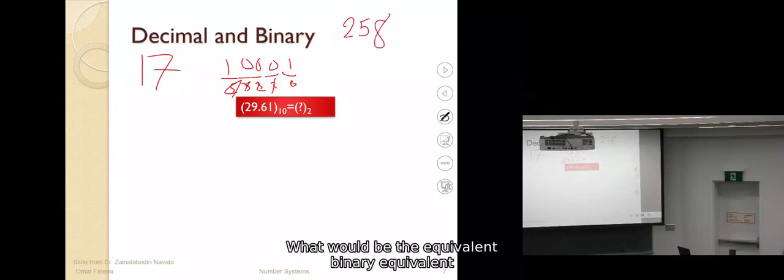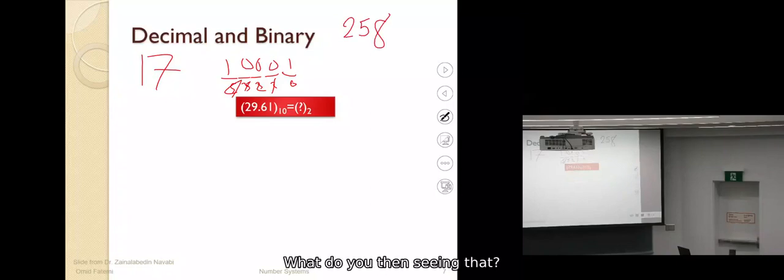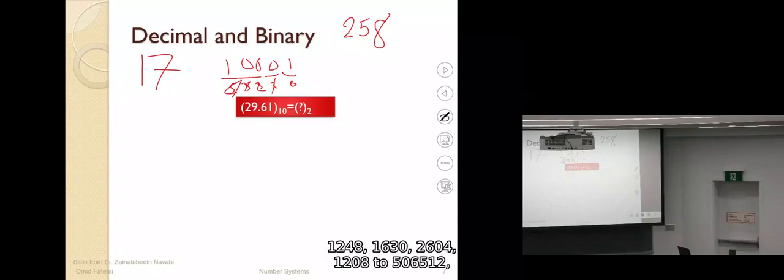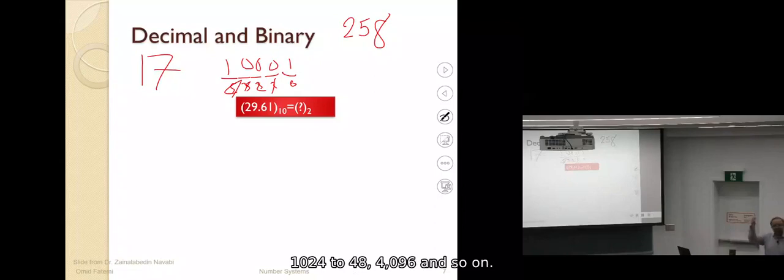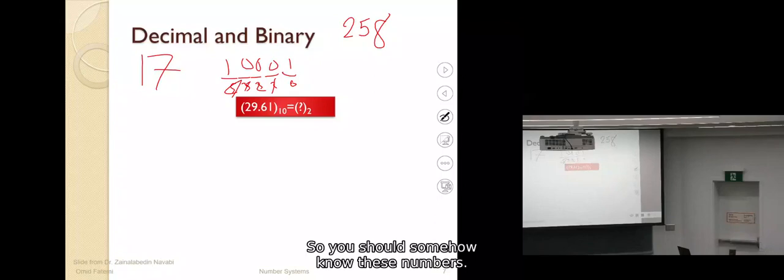For example, 258. What would be the binary equivalent of that? When seeing 258, which power of 2 do you recall? 256, yeah, exactly. In this case, you should know the powers of 2: 1, 2, 4, 8, 16, 32, 64, 128, 256, 512, 1024, 2048, 4096, and so on. Okay, so you should somehow know these numbers. These are the binary numbers.